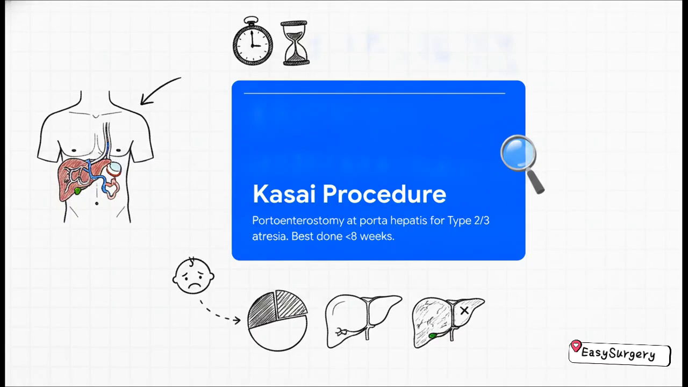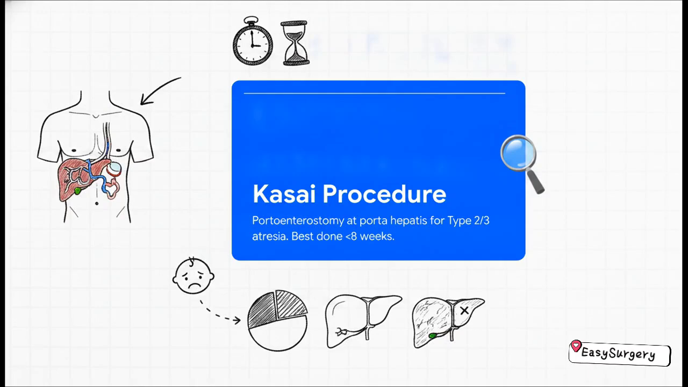For type 2 and type 3 atresia, where the hepatic ducts are caught up in it, we do a Kasai procedure, also known as a portoenterostomy. Basically, you resect the fibrotic, ruined ducts and anastomose a loop of bowel directly up to the porta hepatis. You absolutely want to get this done before the infant is 8 weeks old for the best shot at success.